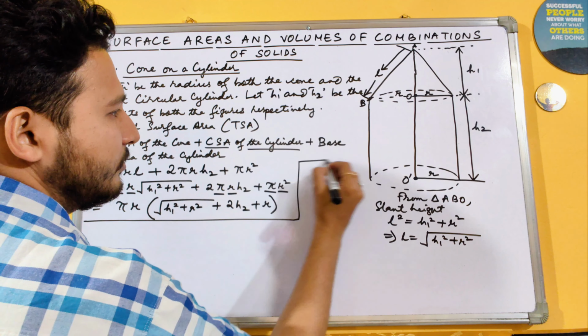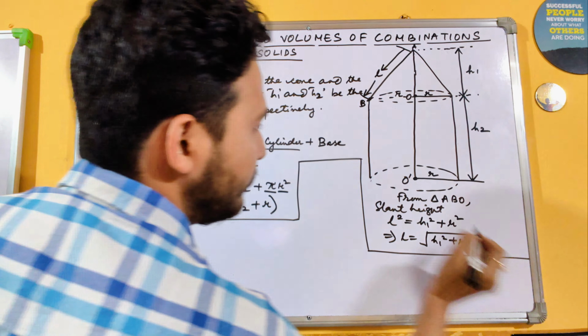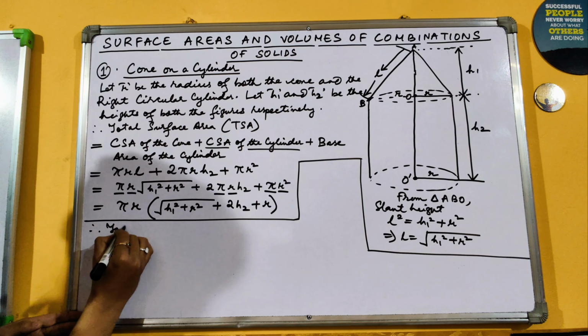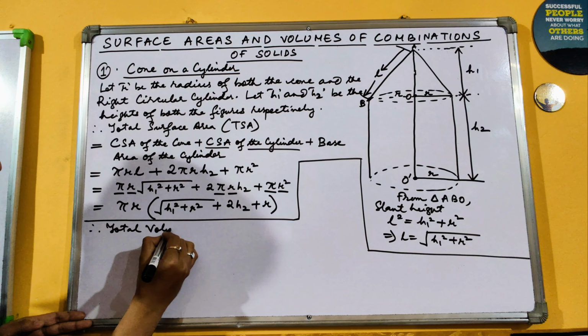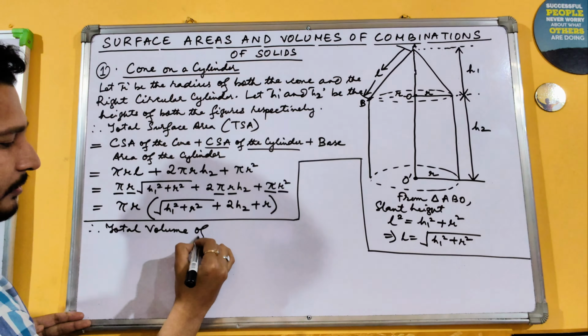Next case, we need to find out the total volume of the combination. So the total volume of the combination we can find out by using the volume of the cone plus the volume of the cylinder.